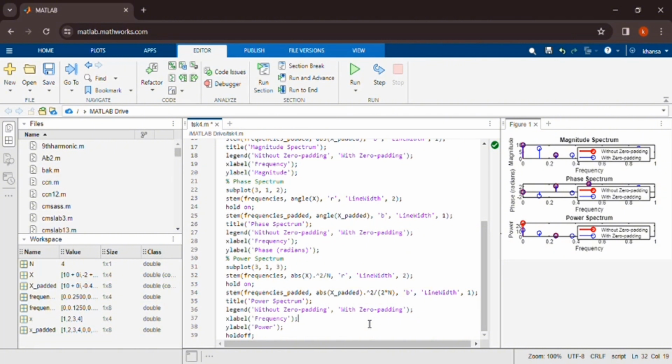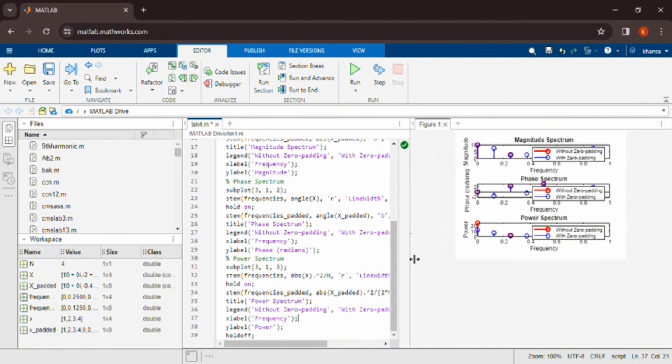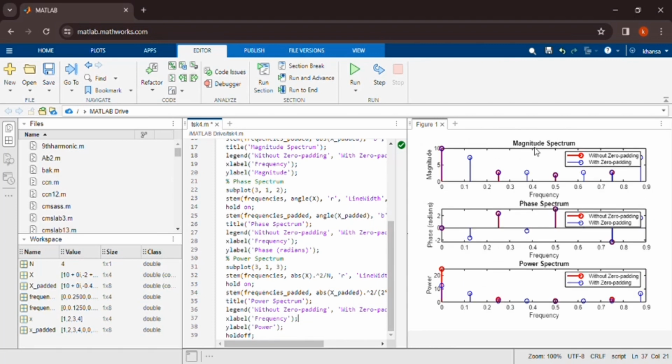Now at this side, this is our output signal. The first one is for the magnitude spectrum, the second is for the phase, and the third is for power. And you can see all of these are very different from each other. It's not the same. So that's it. We have done all the lab tasks.